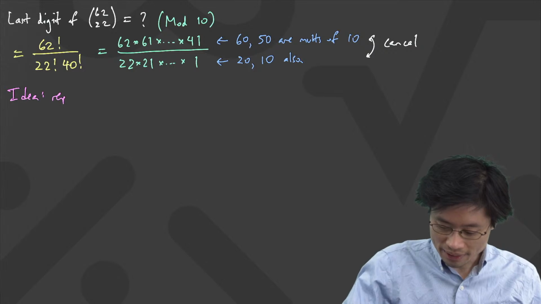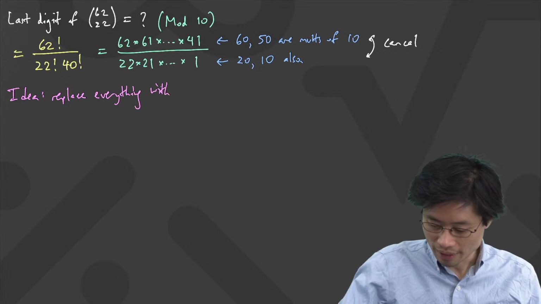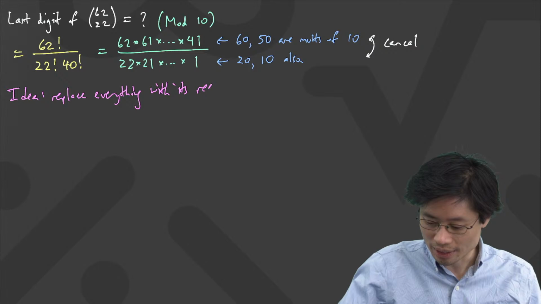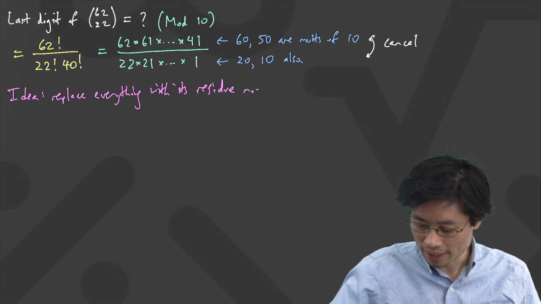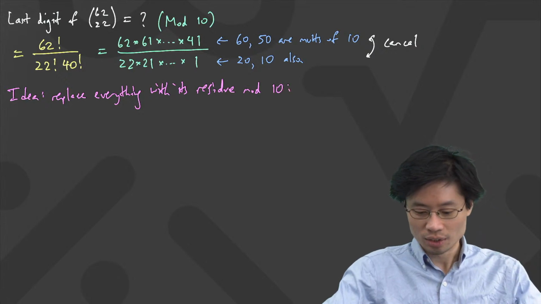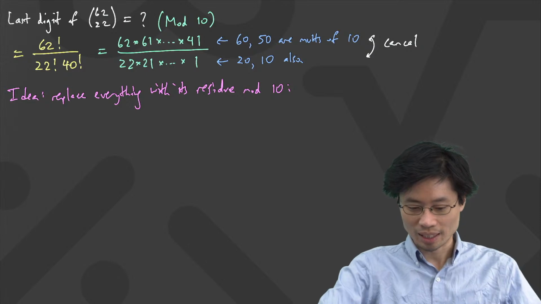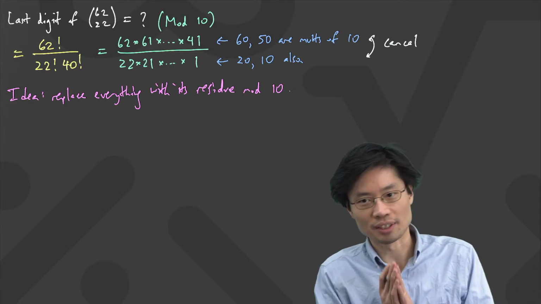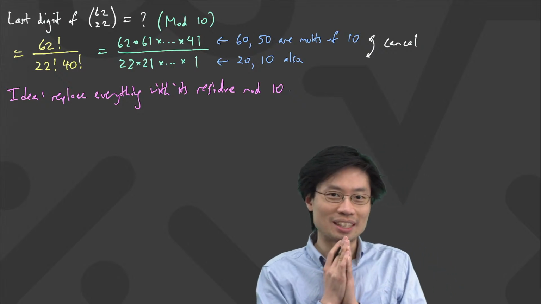If you replace everything with its, I'm going to call it residue. You said equivalent, but that's what we typically use. Mod 10, if you did that, you get 2, 1, 0. You get a bunch of zeros, which is a little bit difficult. I've got all these zeros, but it's an idea. Advait, what do you think?